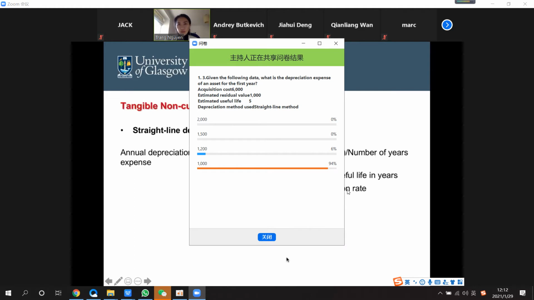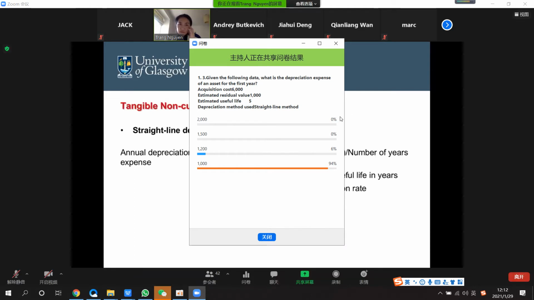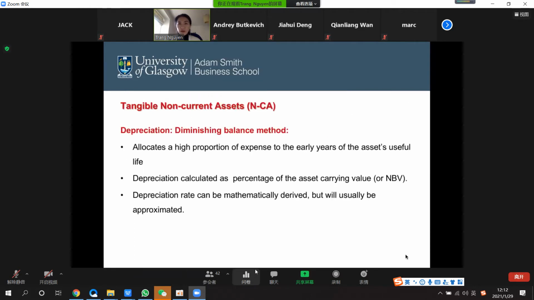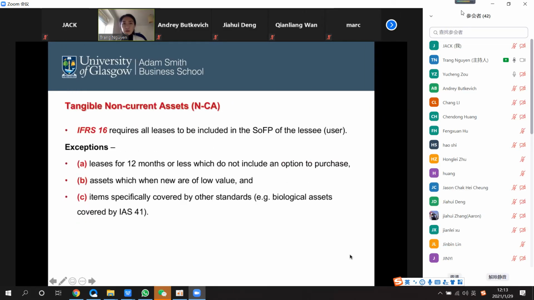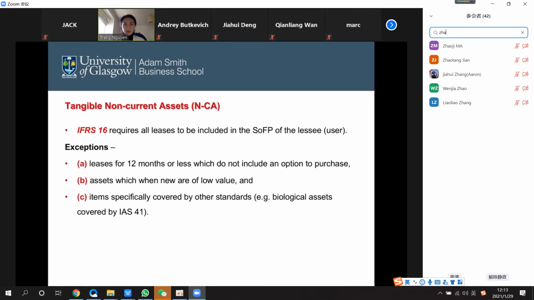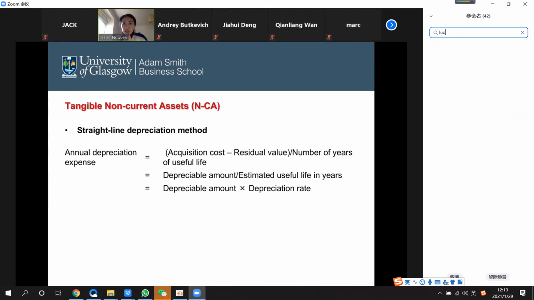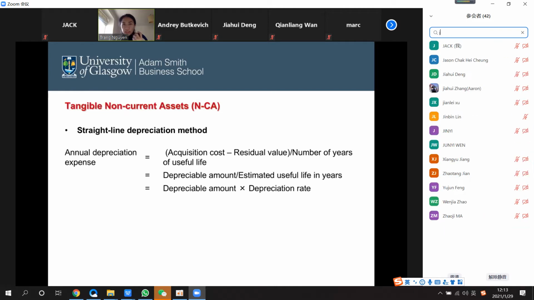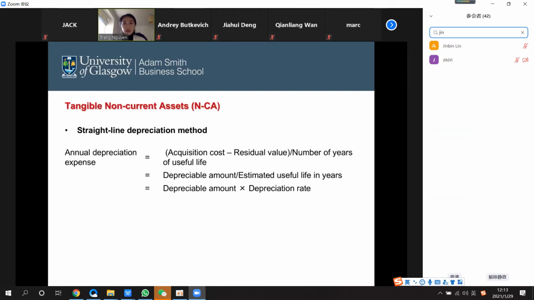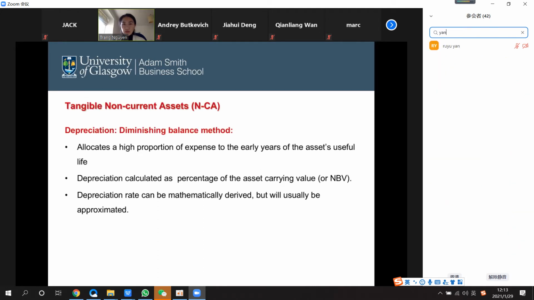Now it's simple, and we just move to the diminishing method. For the diminishing method, the difference in the calculation is that we will base it on the net book value. That's what I want to emphasize.